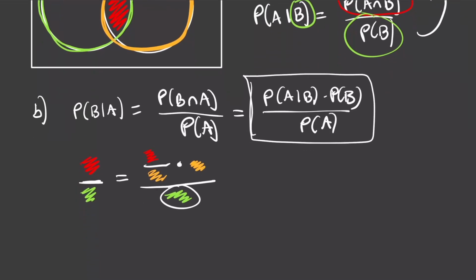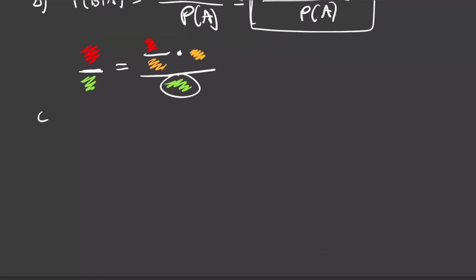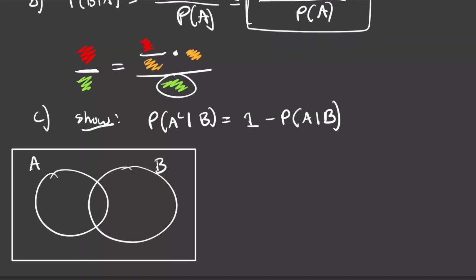All right, so now let's go down and look at part C, which might be a little bit trickier. So in part C, we have to show that the probability of A complement given B is equal to 1 minus the probability of A given B. So here's our probability space.